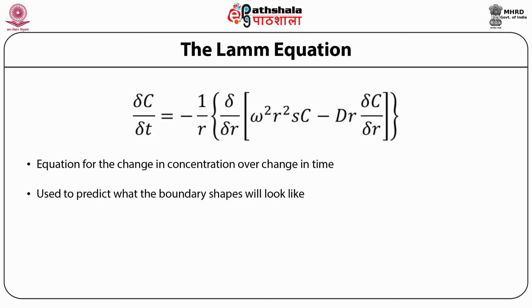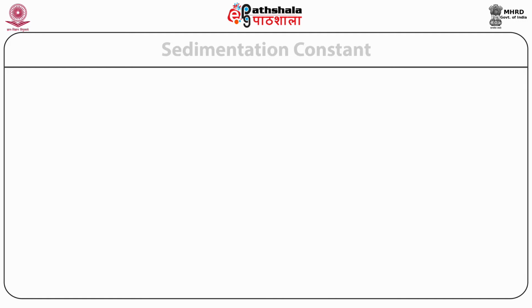In the given Lamm equation, you can see here that delta C by delta T equals 1 by r, d by dr, of omega squared r squared s C minus D delta C by dr. So this Lamm equation is utilized for the change of concentration over change in time. The sedimentation constant is another parameter which is measured or applied during the analytical ultracentrifugation process.